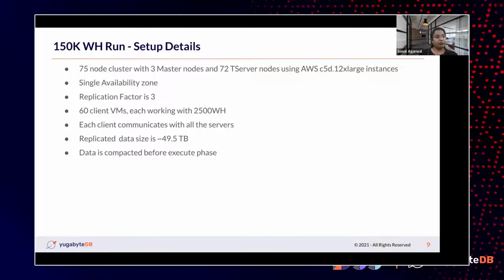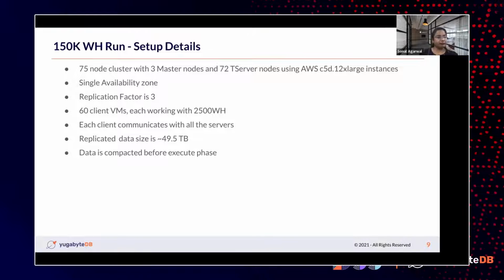For the 150K run, we loaded about 49.5 TB of data. This is the replicated data size, and it took around 11 hours to load this data into the cluster. After this data was loaded, and before we ran the execute phase, we manually performed compaction for all the tablets across all the servers. This is important because compaction helps us reclaim the disk space due to overwrites and deletes that have already happened. And since TPC-C is a mixed workload, where new data is continuously entering the engine, reclaiming disk space becomes important.